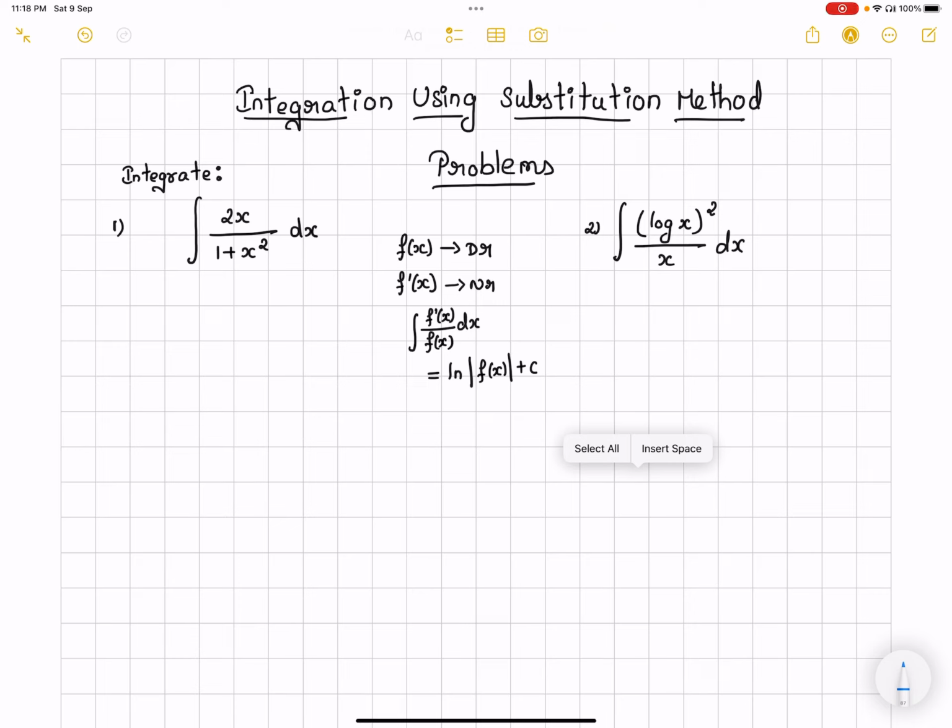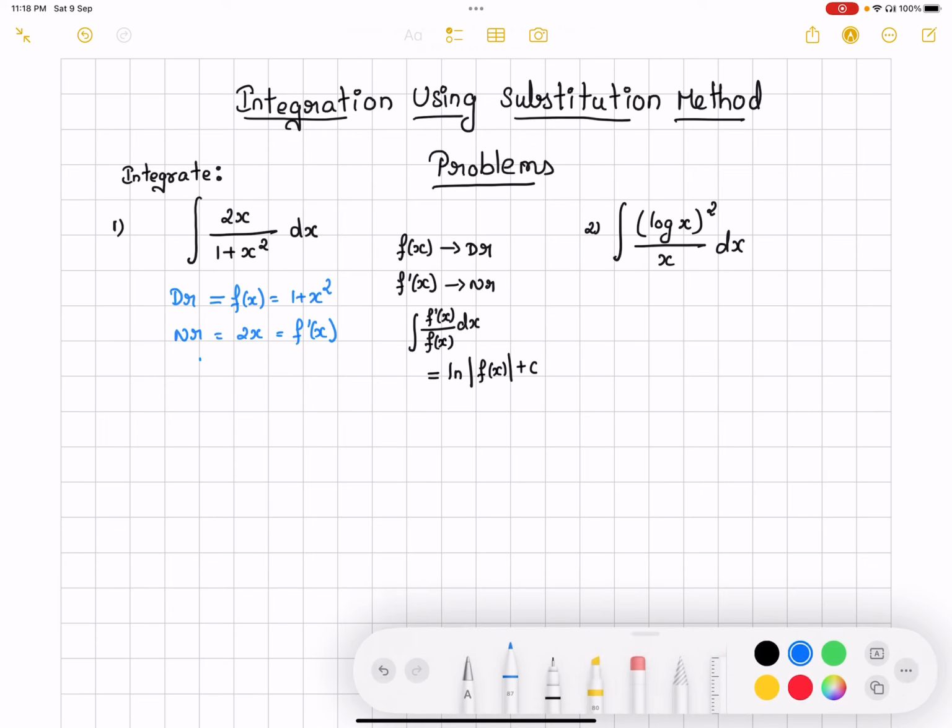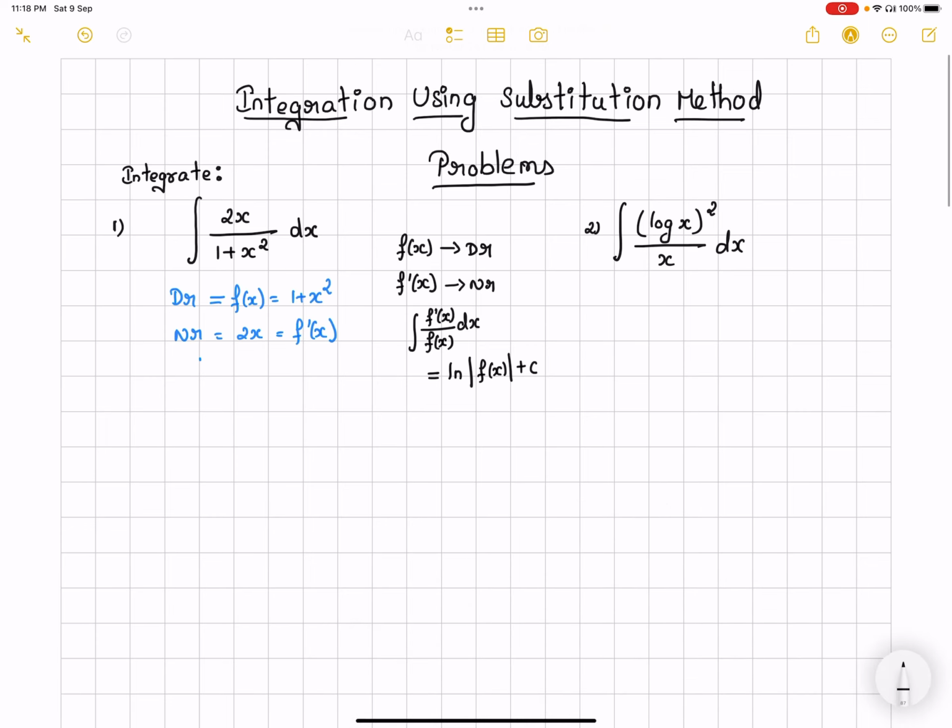So for this question, since I have my denominator as my function, which is equal to 1 plus x squared, and I observe my numerator is 2x, which is nothing but f dash of x of my function, then my answer is going to be, considering it as I, I is equal to ln of 1 plus x squared plus c. That's it. It got over. Now let's move on with the next question.